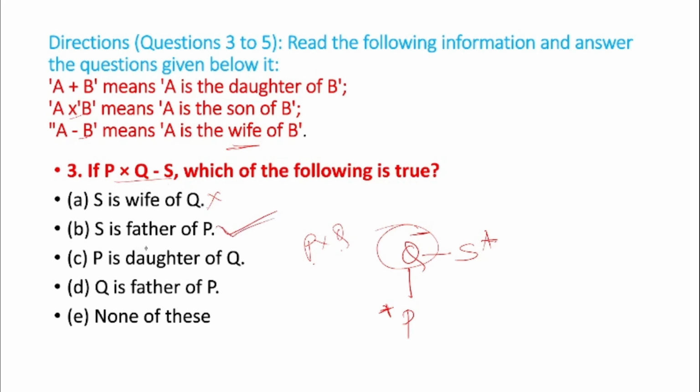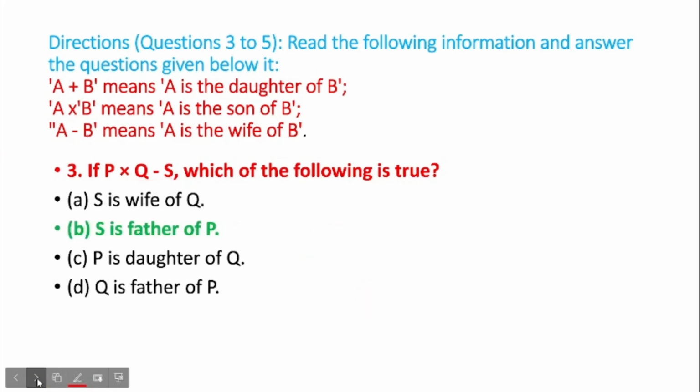So B would be the answer. Let's see the other two options also. P is daughter of Q? No, P is son. Q is father of P? No, Q is mother. Okay, so B is the answer.